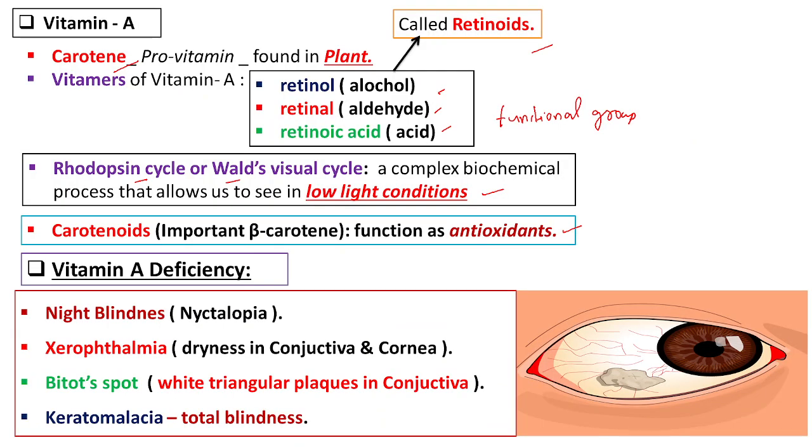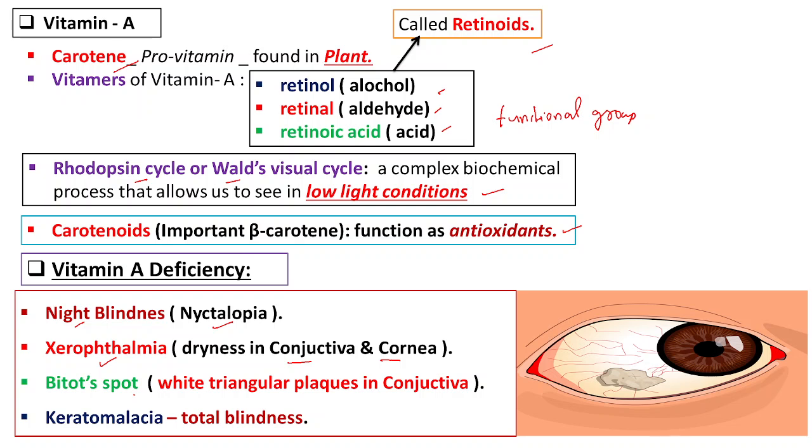So vitamin A acts as an antioxidant. In vitamin A, the carotenoids act as antioxidants. So next, coming to its deficiency. In its deficiency, the first one is night blindness, or so-called nyctalopia, and xerophthalmia, which relates to dryness in the conjunctiva and cornea of the eye.